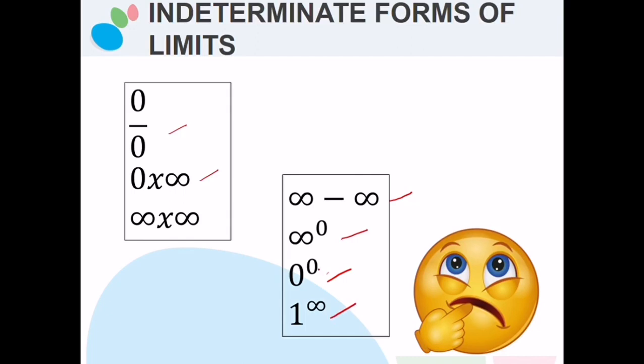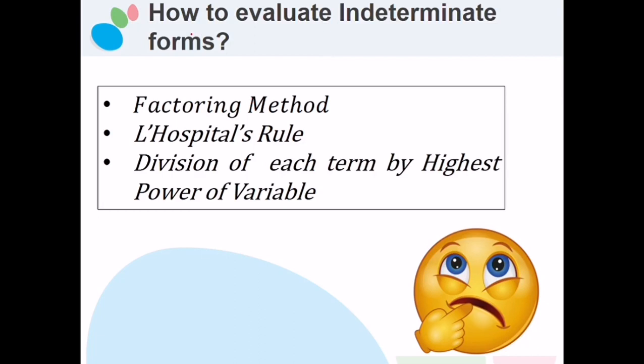So just take note of these indeterminate forms, so you can use them to identify if your solution is already in indeterminate form. Now, how are we going to evaluate the indeterminate forms? Here are some of the methods or techniques that we are going to use if, after solving using limits or substitution of a variable, the final answer is already an indeterminate form.